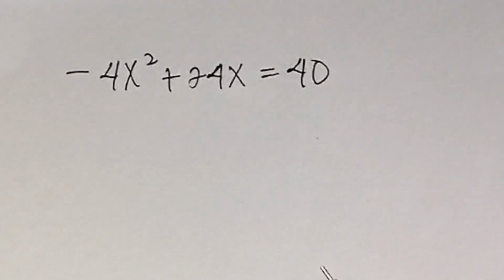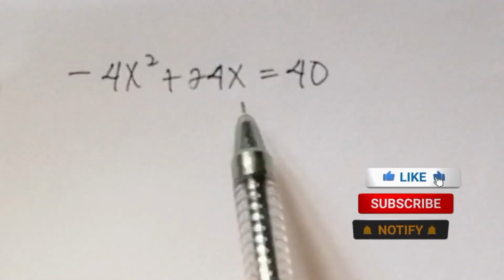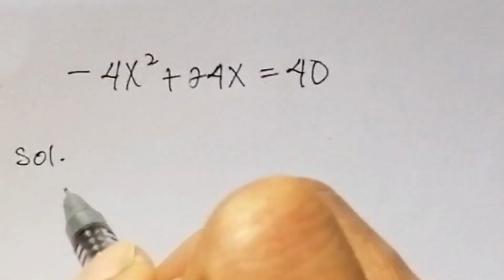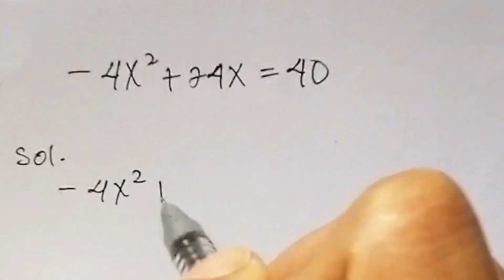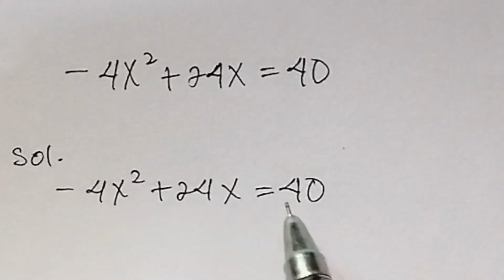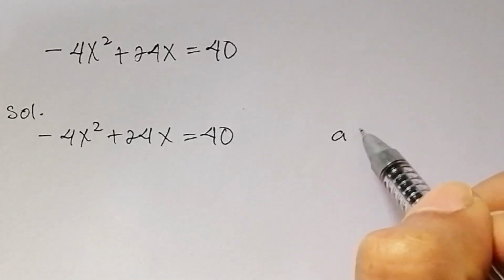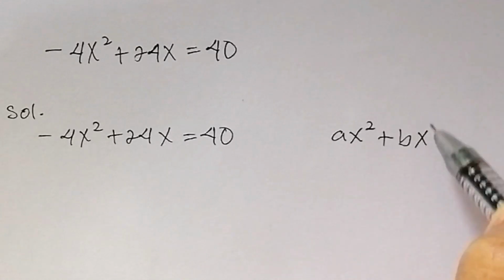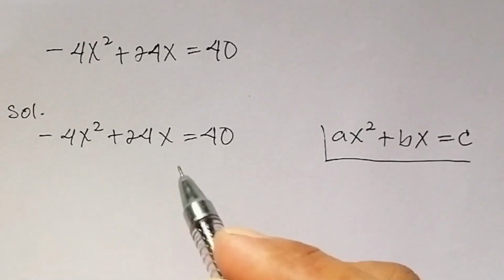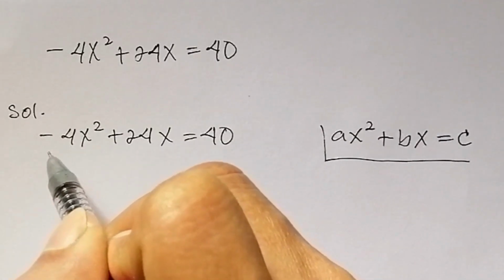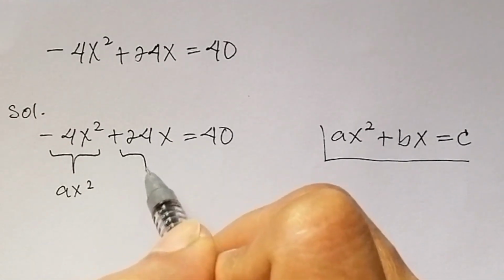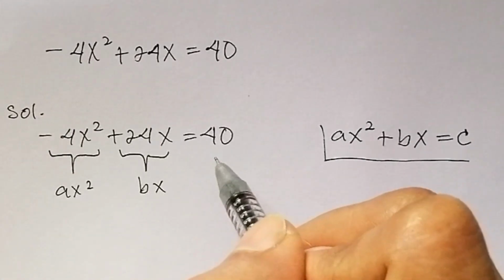Hello guys, here is a problem to be solved. Negative 4x squared plus 24x is equal to 40. We transform this expression to ax squared plus bx is equal to c, where negative 4x squared is the ax squared, positive 24x is the bx, and 40 is the constant c.